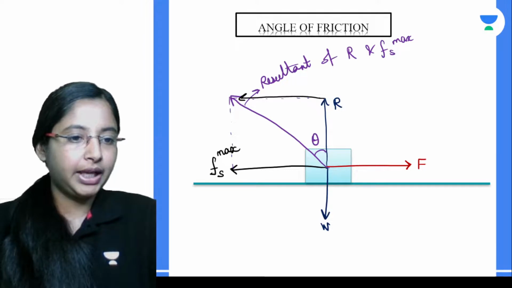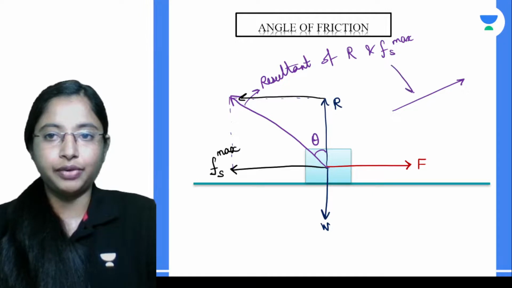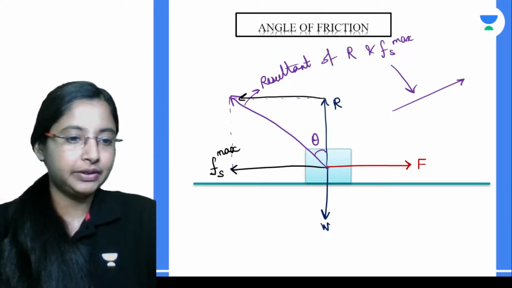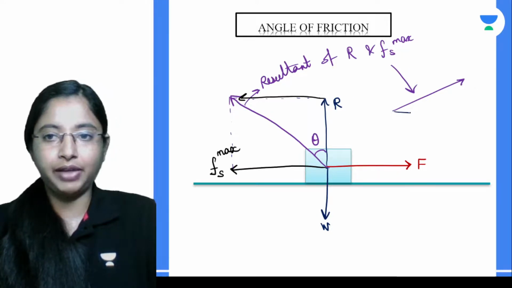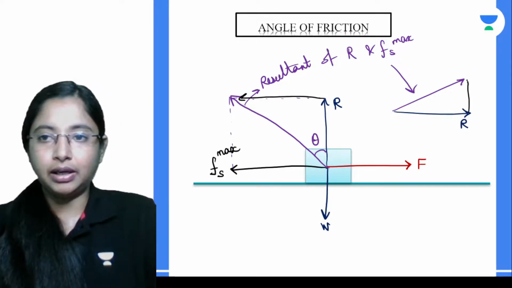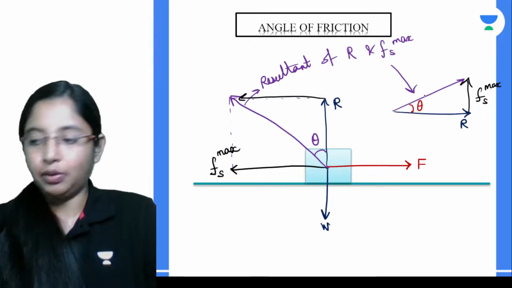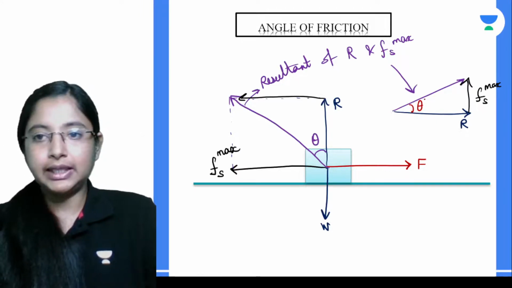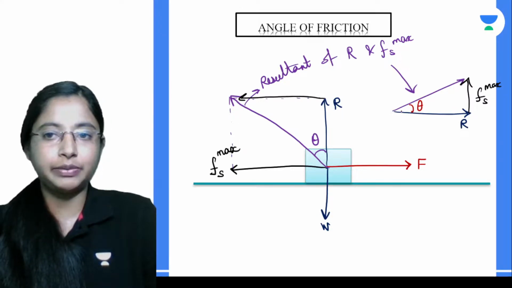So this is basically the resultant of R and Fs max, right? And then we also have the normal reaction force over here, and also the Fs max. So the angle between all this, we said this angle over here is theta. Now let's take tan of this angle. We want this side and this side of the triangle, because this side is basically the normal reaction force, and this side is the limiting friction, right?